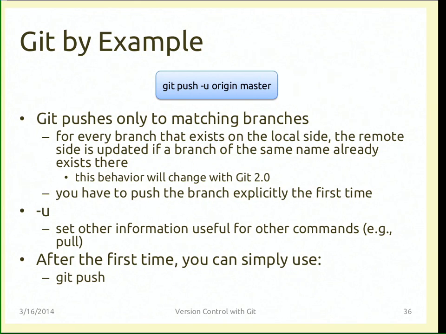So git push minus u origin master takes all your stuff on the master branch and puts it on the origin remote in the same branch. On the origin, a master branch will be created that is paired with yours. Minus u is useful for the first time to set other information useful for other commands in Git, for example, pull. Otherwise, you have to open some configuration file and manually add them. So this minus u is quite useful. After the first time, if you want to push the branch master on origin, you can only use git push.